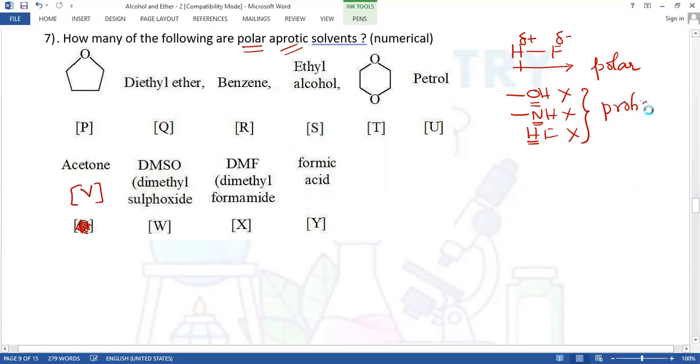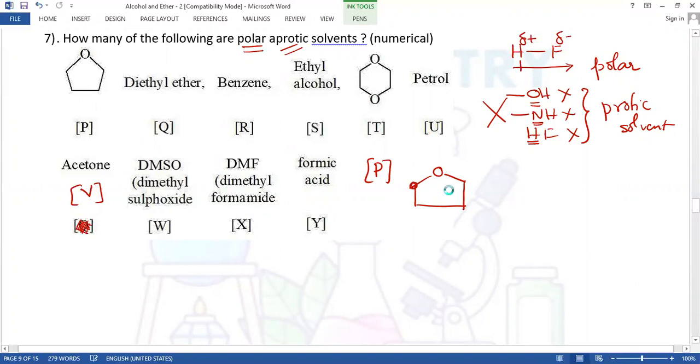It will become the protic solvent. And according to the question, this should not be there. So we'll go for the first one, P compound. They are given an ether linkage. Then there is altogether a 5-membered ring.